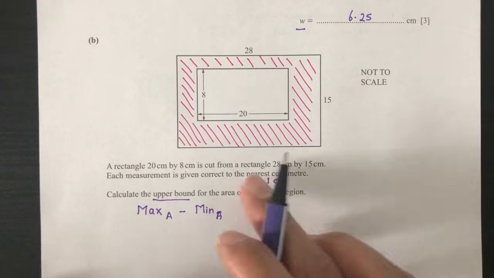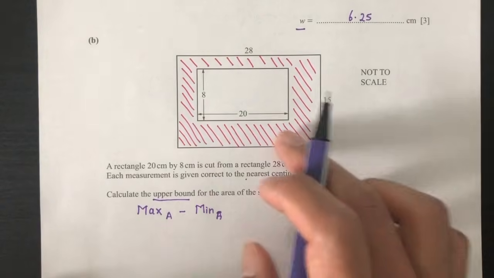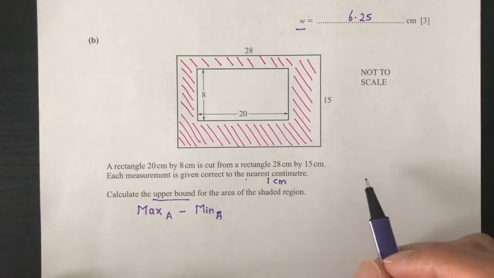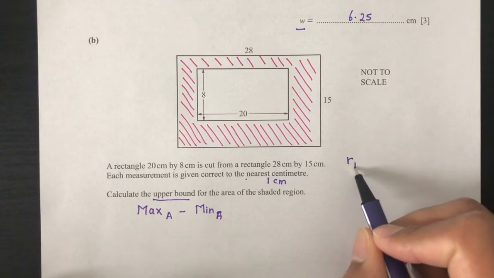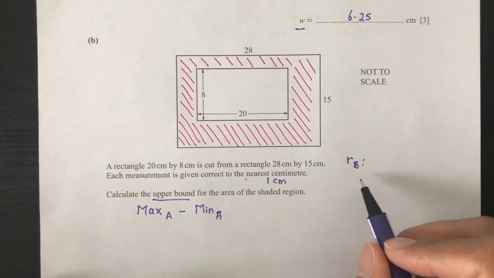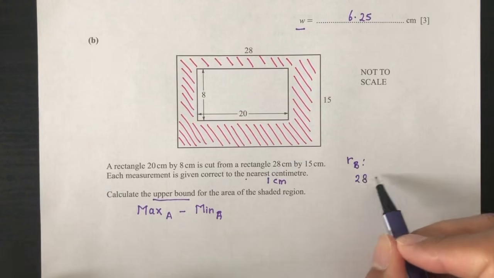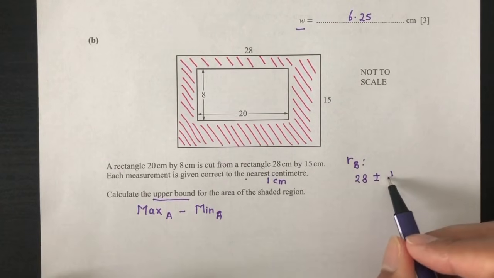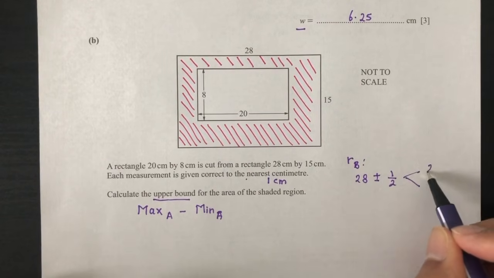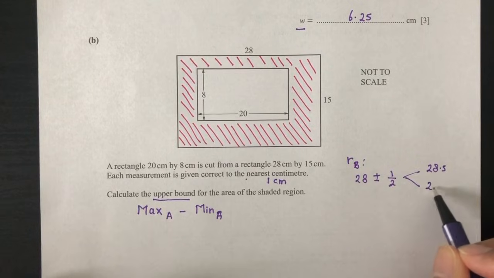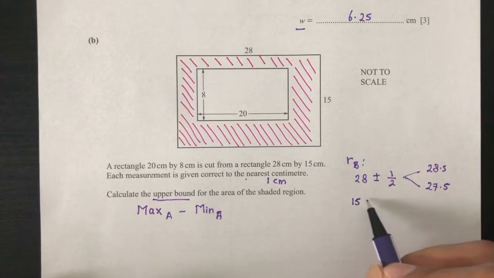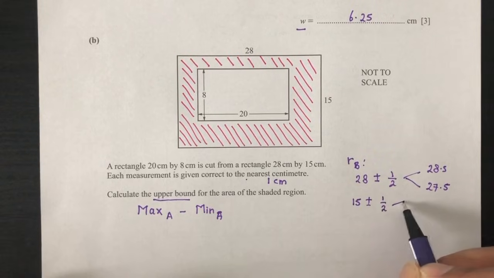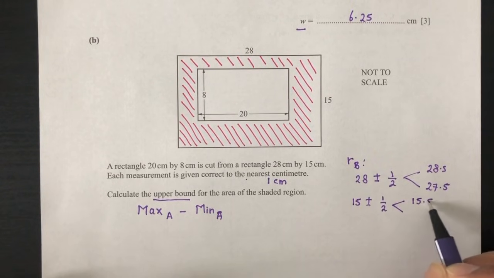So let's first write down the lower and upper bound for each area. Let's begin with the big rectangle. We have length of 28 plus minus 1 over 2, that will be 28.5, and 27.5 for the lower bound. And for the width, 15 plus minus 1 over 2, that will be 15.5 and 14.5.